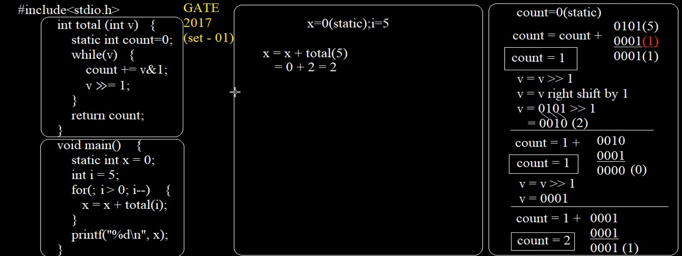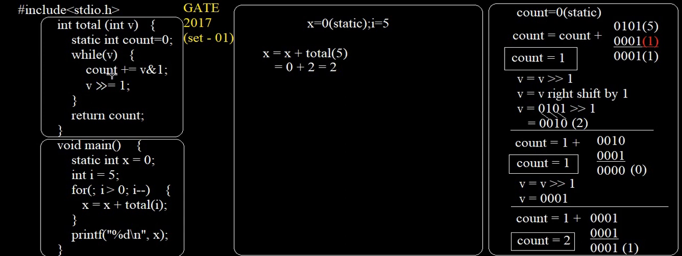So if we come here, we will get into the loop because i is 5 and i is greater than 0, which is 5 is greater than 0, true. So come into the loop and x equals x plus total of 5, and now we have to execute total of 5. We come into the total function and we have another integer variable which is count, and it is also statically defined and assigned 0. In the while loop, we are continuously executing these two statements until this while condition is false. It means until v is equal to 0.